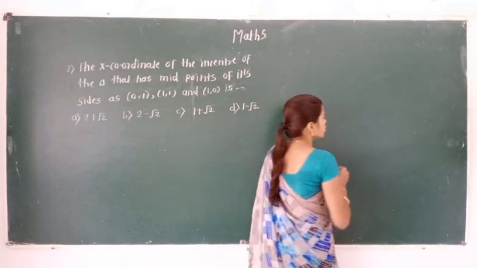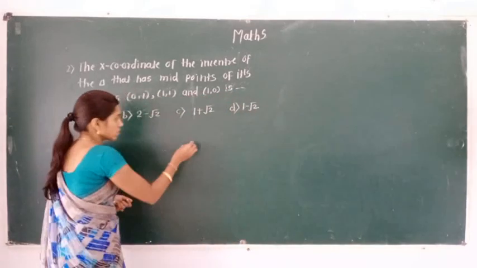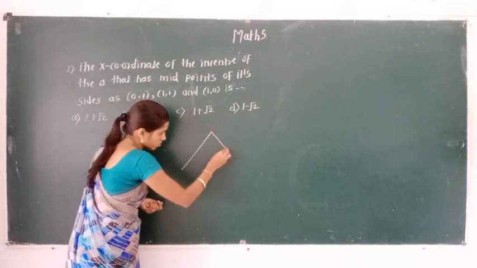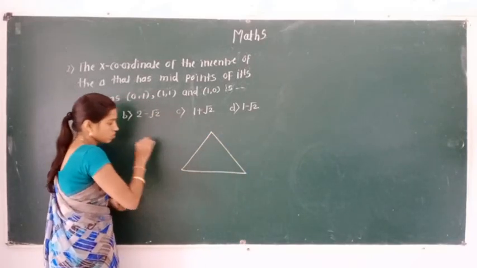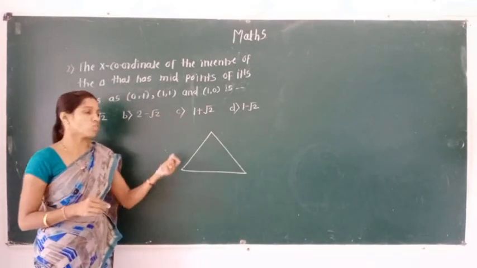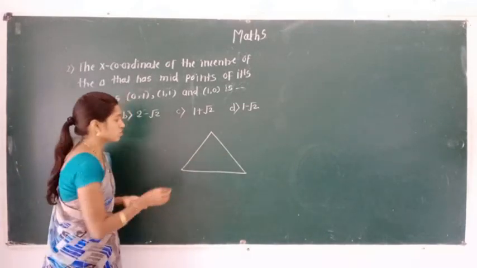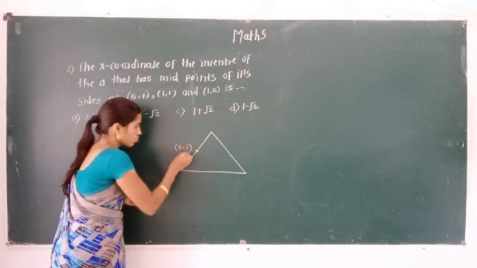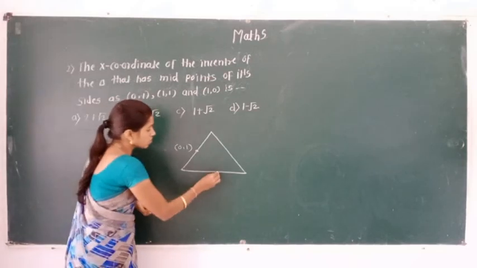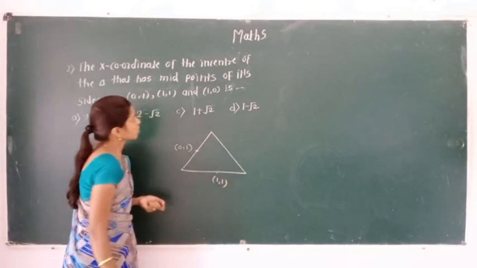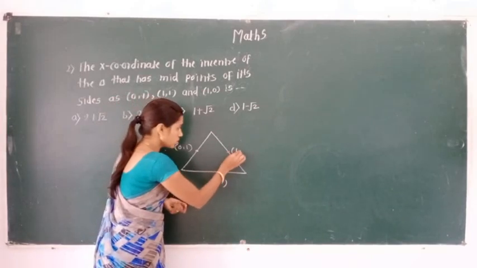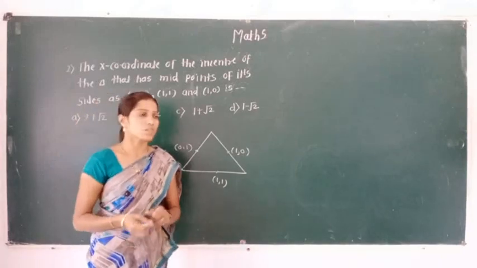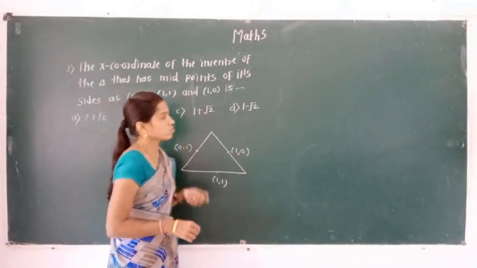First of all, we have to consider the triangle. In this triangle, we have to use the midpoints of all sides, say the first is (0, 1), then the second is (1, 1) and the third one is (1, 0). So first of all, we have to plot the graph of all these 3 points.